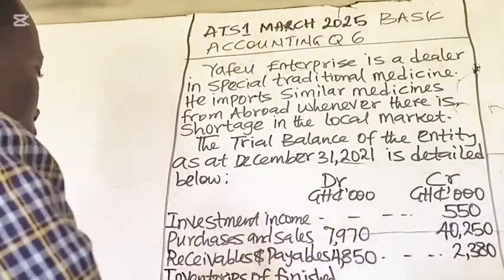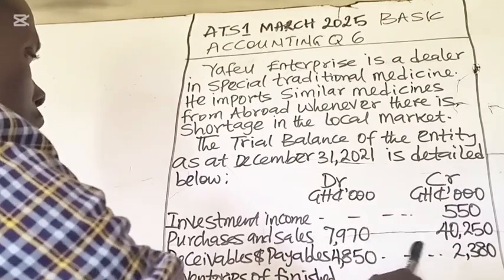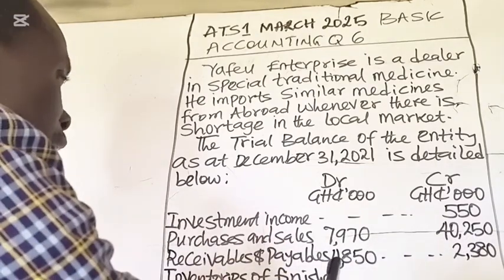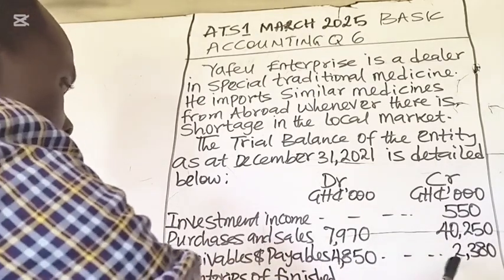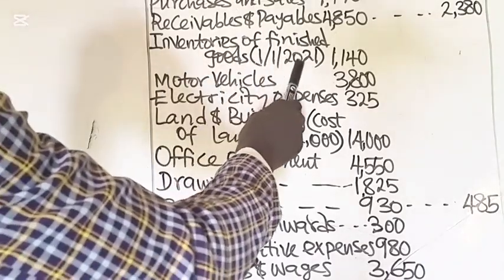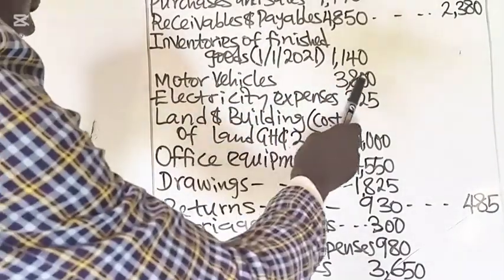Investment income 550. Purchases and sales 7,970 and 40,250. Receivables and payables 4,850 and 2,380. Inventories of finished goods on 1st of January 2021, 1,140. Motor vehicles 3,800.